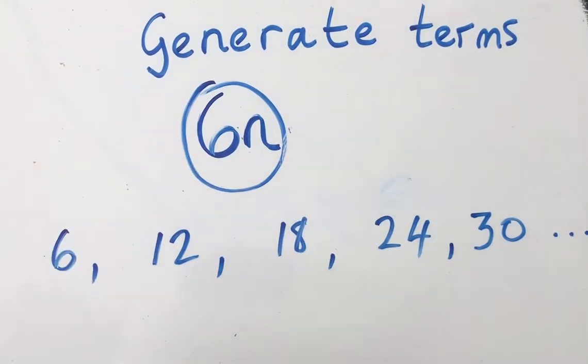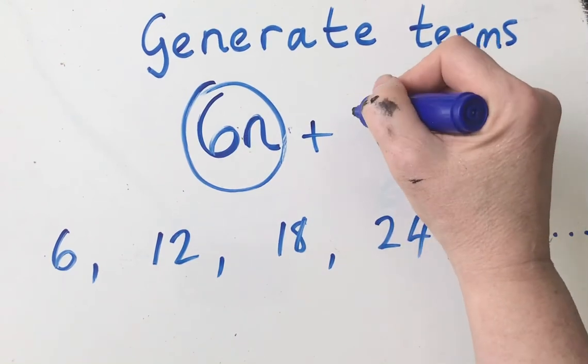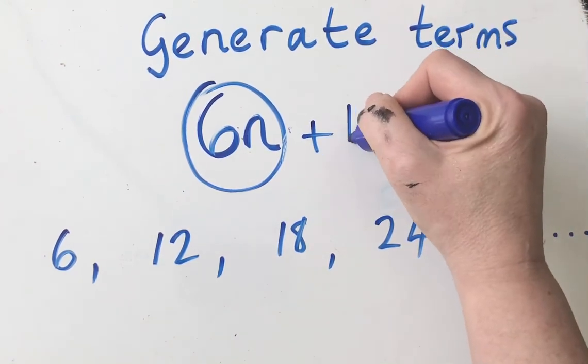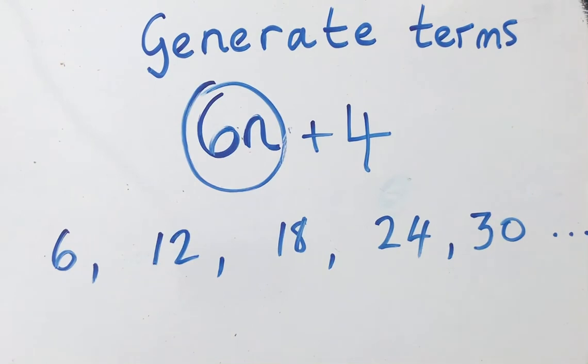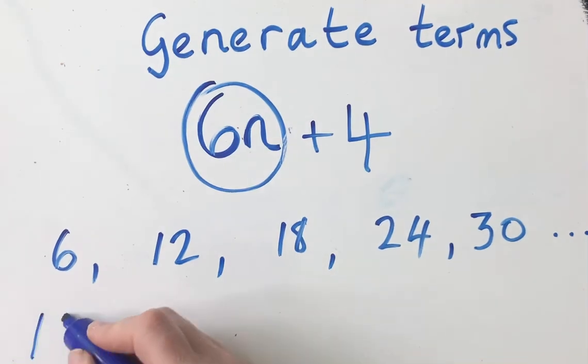But what we're doing here with this sequence is the 6 times table plus, I hope I've remembered correctly what I've just rubbed out, I think it was plus 4. So I'm actually going to do the 6 times table plus 4. 6 times 1 is 6. 6 add 4 is 10.